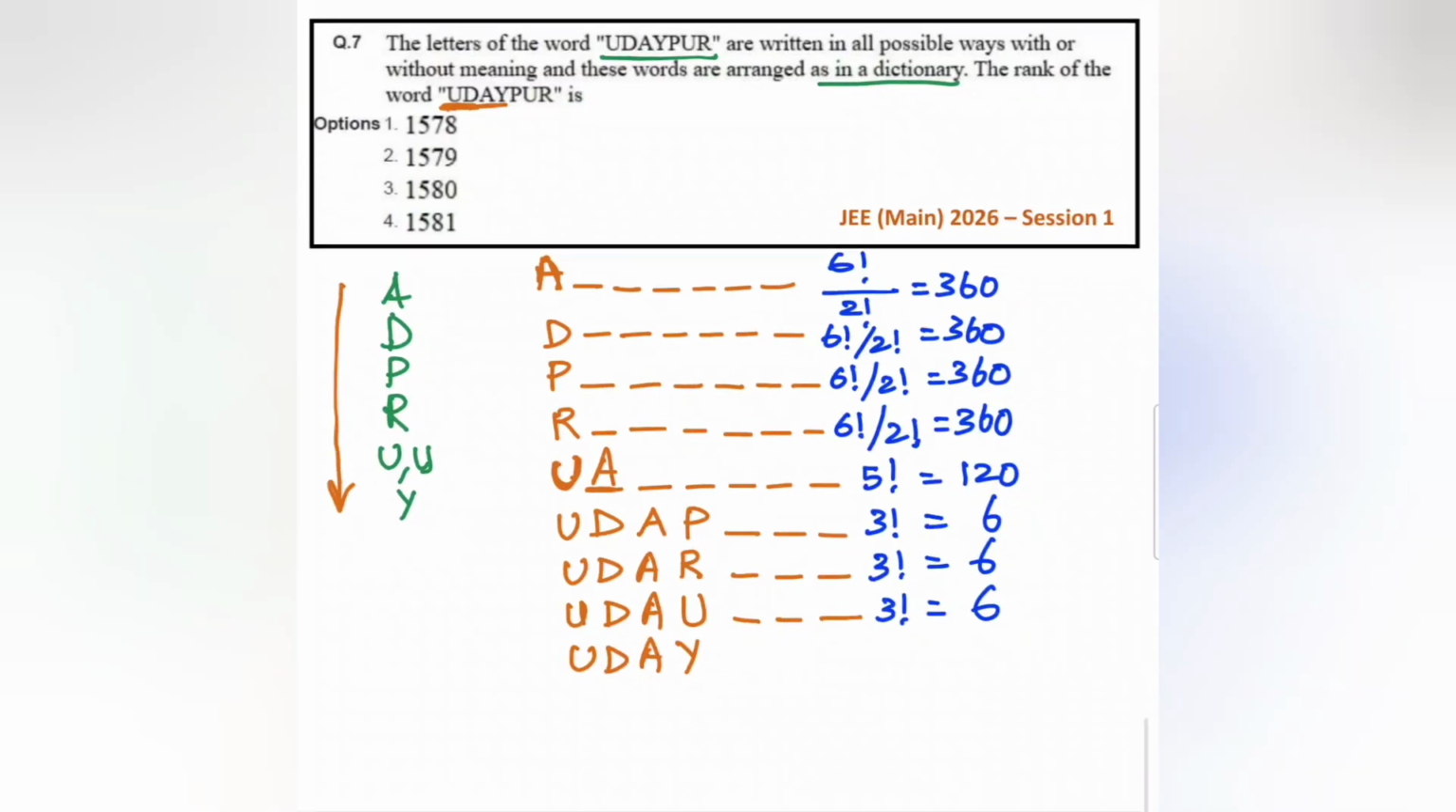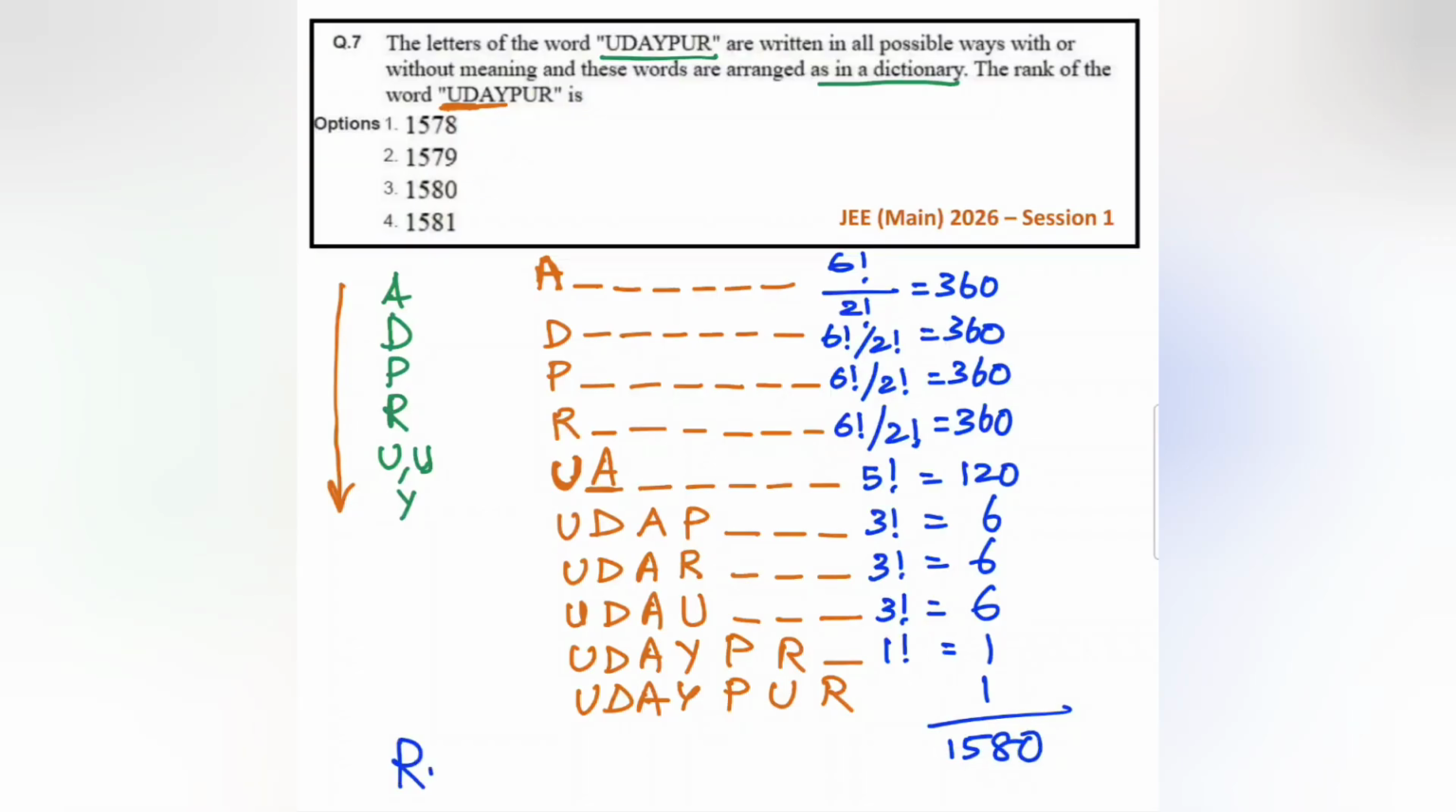A is already there, and D is already there, so P here. Again the first 5 letters are the same, so we have to fix one more. A is already there, D is already there, P is already there, R comes here. So this can be filled in only one way, that is 1 factorial, 1. And next comes UDAYP. After R it comes U, and finally the remaining R. So this gives 1. So the final answer is the sum of all these, which gives 1580. Therefore the rank of the word is equal to 1580.